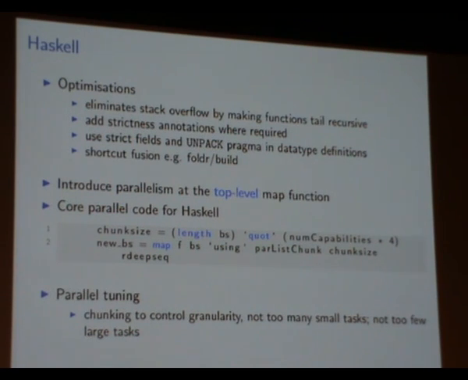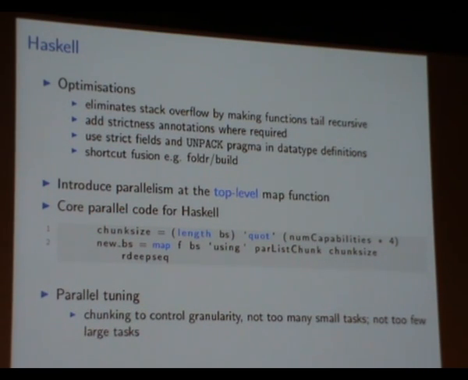So what we did is to add strictness annotations where required. But then we also found that using strict fields in the data types and the UNPACK pragma in data type definitions also really helps to decrease the memory consumption and improve the runtime. And we use other generic optimizations. This one is more specific to Haskell, like the foldr/build shortcut fusion.